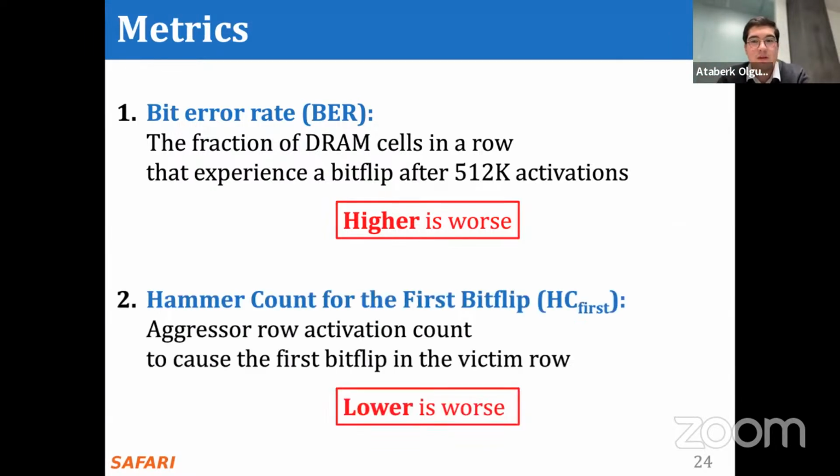The second metric is the hammer count for the first bit flip. It's the number of aggressor row activations that's needed to induce the first bit flip on a victim row. And as this metric becomes smaller, it means that we need a shorter time and fewer activations to induce the first bit flip. Therefore, we can say that as the metric becomes lower, the RowHammer vulnerability becomes worse.